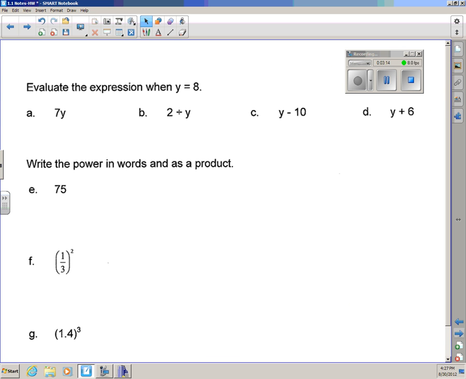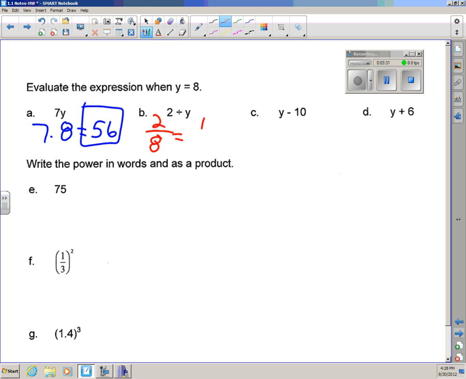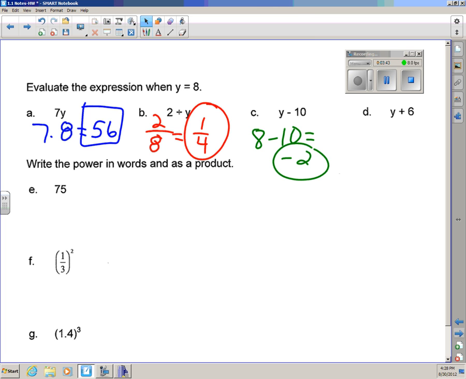Okay, so let's take a look at a couple of examples. So you want to evaluate the expression when y equals 8, and as simple as this may be, we do want you to show what you're plugging in for the variables. So this would become 7 times 8, and we all know that is 56. If we do 2 divided by y, I'm going to rewrite it in fraction form, 2 divided by 8. I'm not looking for decimals, I just want you to simplify the fraction. If we do y minus 10, it's 8 minus 10, and we also deal with integers. There's your negative 2. And then if we do y plus 6, 8 plus 6, 14.